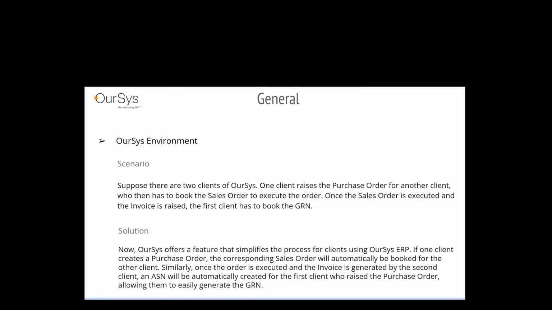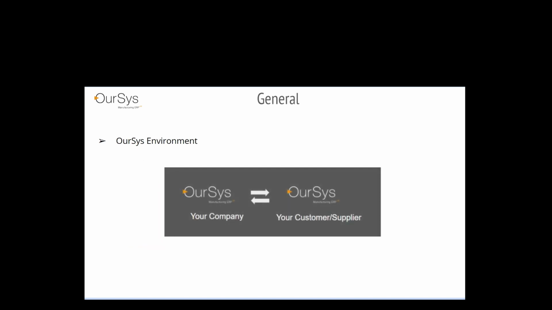When one client creates a purchase order, our system will automatically generate a corresponding sales order for the other client. After the second client completes this order and generates the invoice, our system will automatically create an advance shipment notice for the first client. This will make it easier for them to generate a goods receipt note. So now our system to our system can be directly linked if both parties are using the same ERP platform.